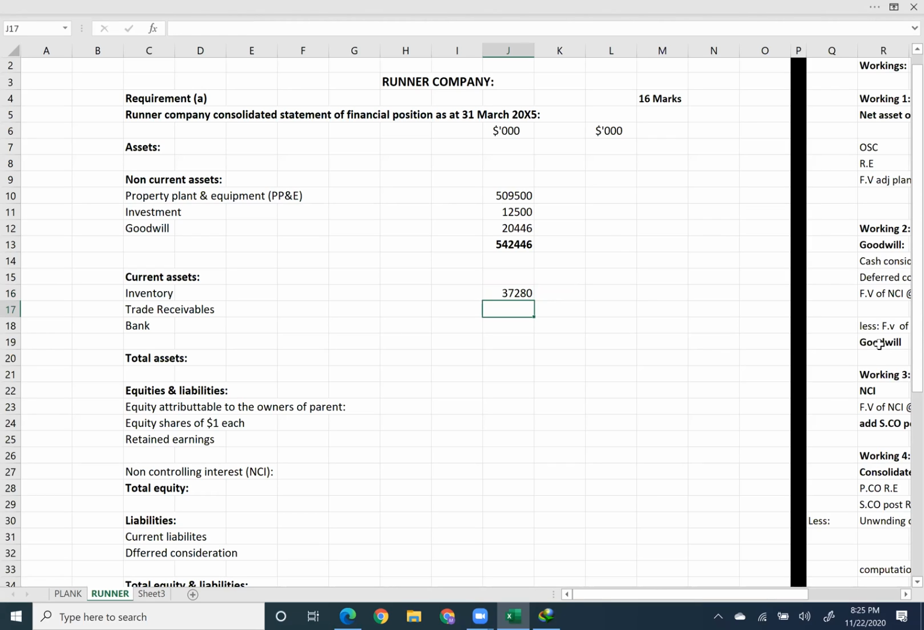Now, trade receivables. I hope you remember the CIT, the cash in transit, intercompany cancellation. I made the entry for you. And in that entry, we reduced 6,400 trade receivable of S company. So let's do it. Parent company's receivable is 35,300 plus subsidiary company's receivable is 9,000, and then remove 6,400 intercompany.